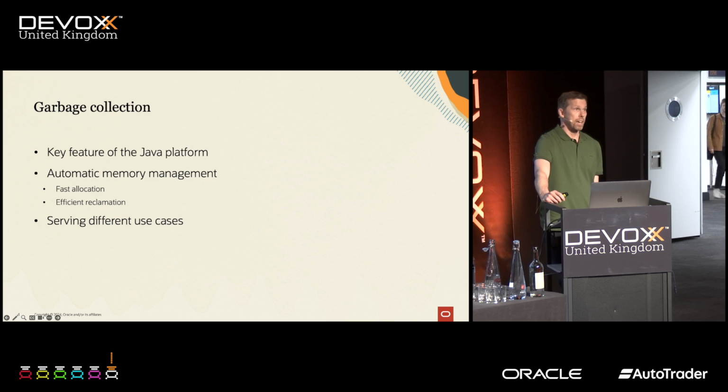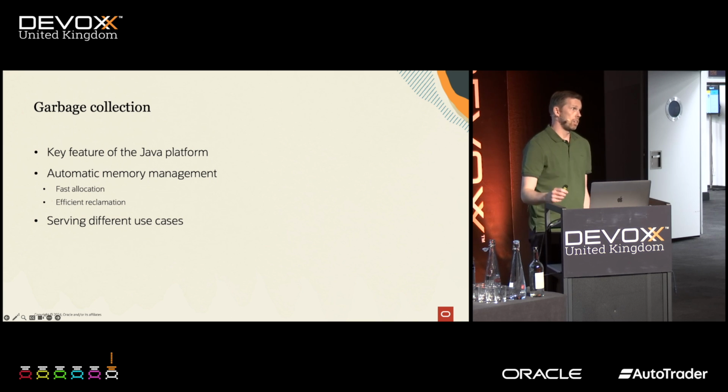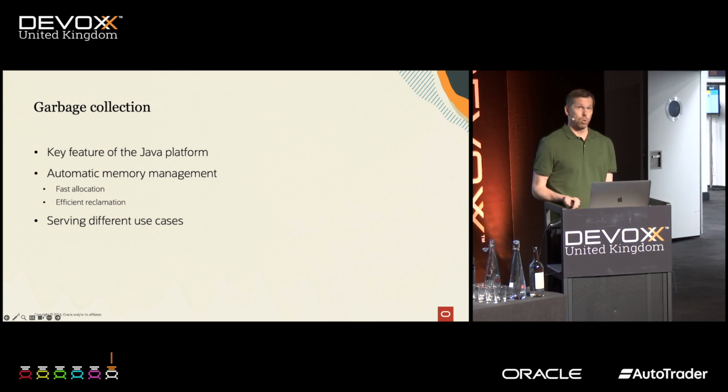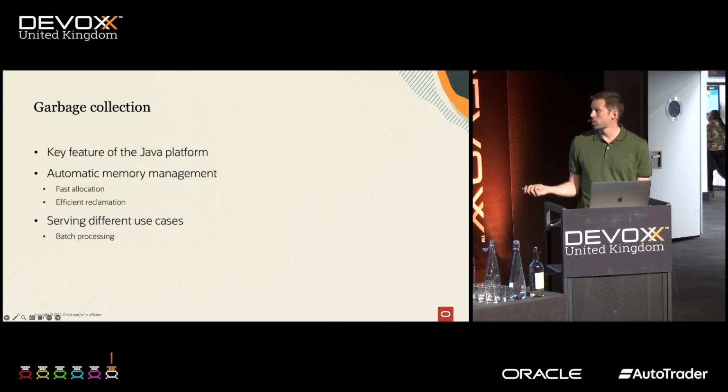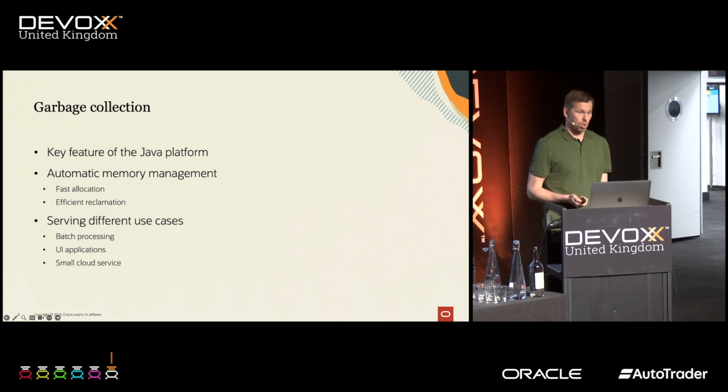And the reason that we have many different GCs is that they serve different use cases. As you all know, Java is a really big platform, and we need to support a wide variety of use cases. For example, we have batch processing workloads, we have UI applications, we have small cloud services, and basically anything else that we need to support. So it's very hard to create a single GC that can support all these use cases.